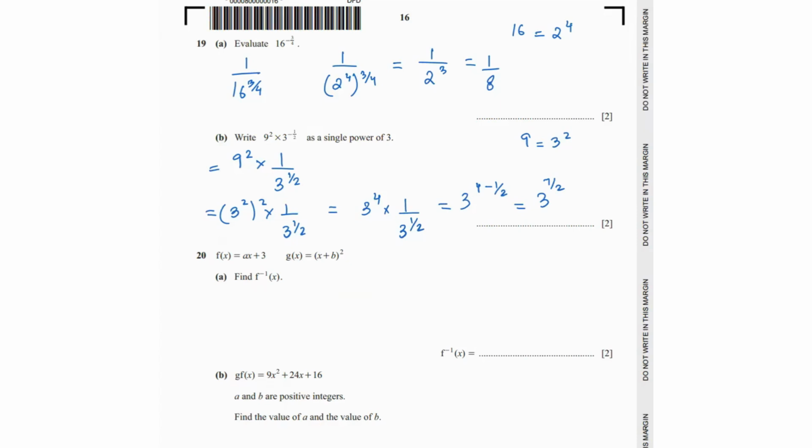When similar bases are being divided, we subtract the powers. When there's a power inside the bracket and outside the bracket, you multiply them. And to make a power positive, you flip the base.